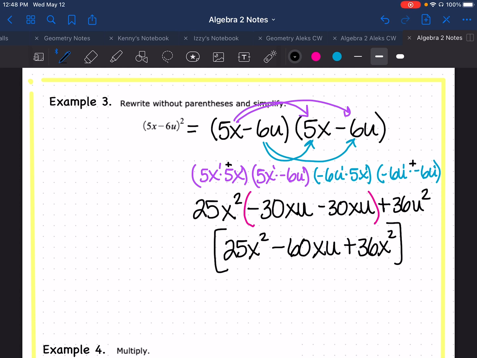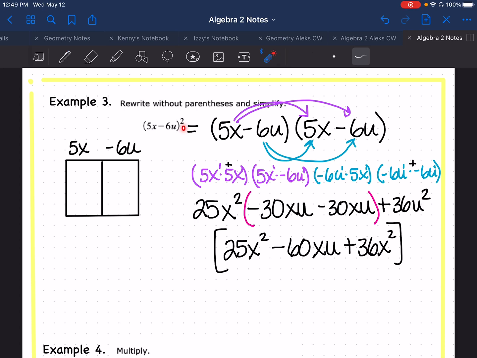What you could also do is use the box method to multiply. You could use what is called the box method to multiply, which means you're going to make a box. And you're going to split this box into the terms that your parentheses have. So my parentheses have 2 terms, so I'm going to split it right like this. And I'm going to put the 5x here, and I'm going to put the negative 6u here.